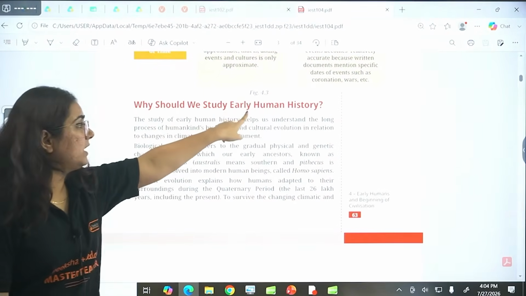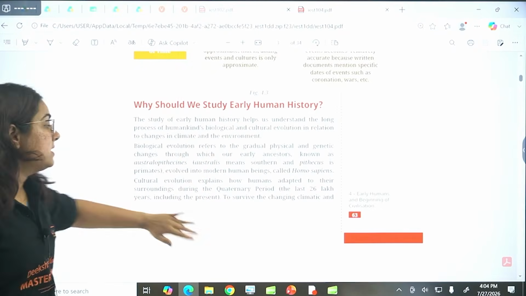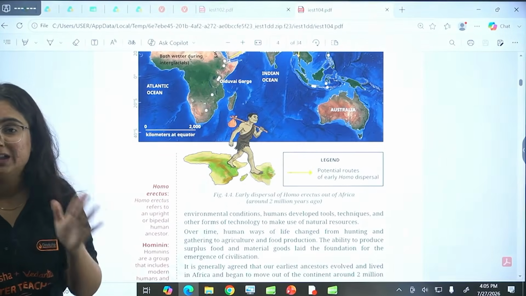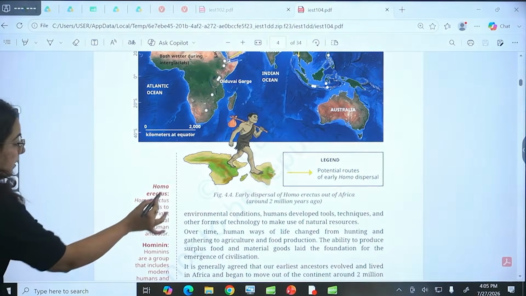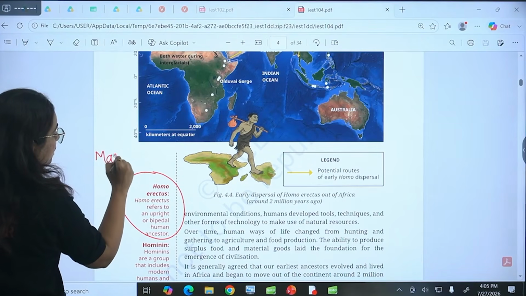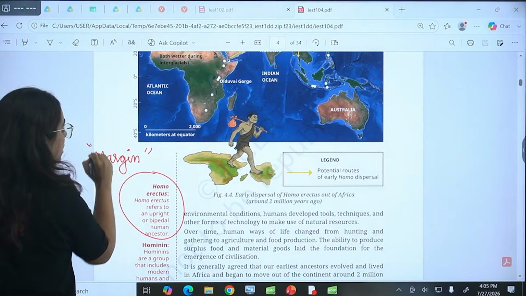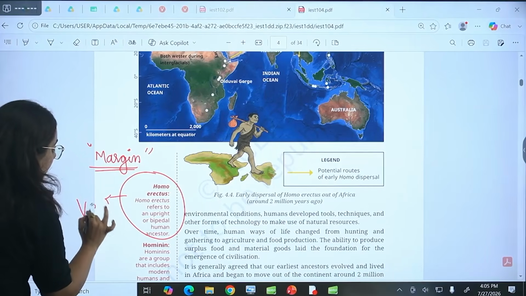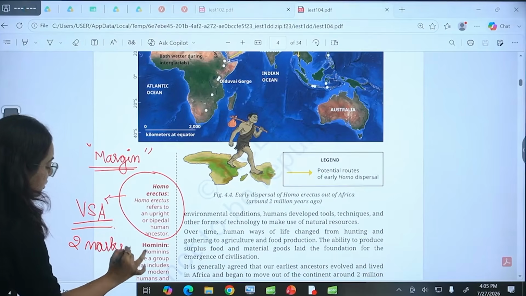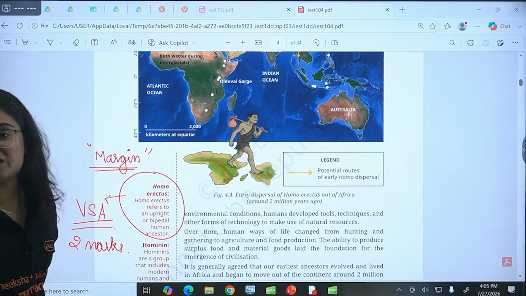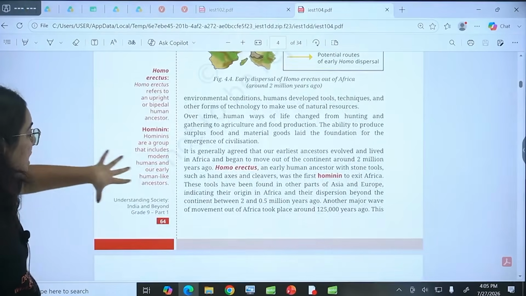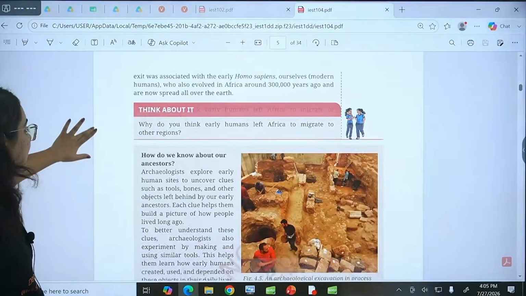Why should we study early human history? Every topic here starts with a framework of questions that you need to understand. Map work, beta, don't miss. Acha, one more thing that we have to figure out here are these pointers. The pointers that are given in margins are not just for show, not just for relevance. They can be asked to you as very short questions for 2 marks. Or their definitions can even be added in long-mark questions too. So whenever you get this type of information in the margin here, you have to read it very nicely.